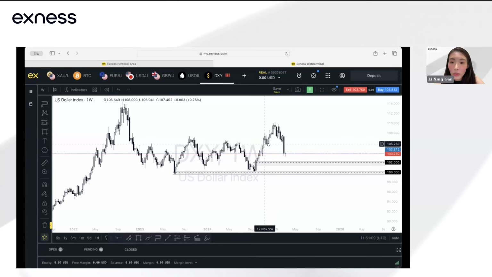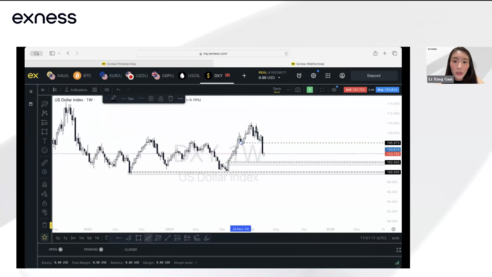It's also interesting to note that we have this area here. You can see that it was a previous support level. Price reacted at this zone. If I zoom in slightly further, you can see that this was a support level. Price reacted before it just broke right through this level. Okay, so this is a potential level to watch on the weekly time frame.